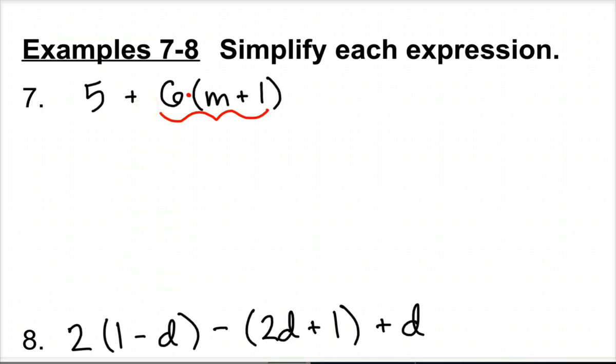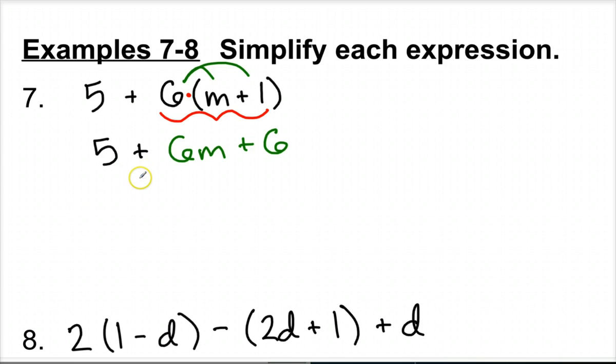Okay, so we're going to take 6 times the quantity m plus 1. That would give us 6m plus 6, and then we're just going to bring this 5 down. So we have 5 plus 6m plus 6.